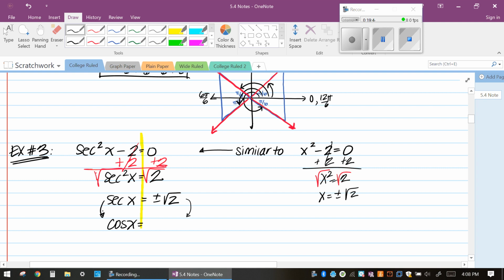So the answers to both of these are going to be the same. You can use secant and solve the equation like that, or you can use cosine. It's up to you. I'll show you why you can use both. So the reciprocal, 1 over root 2, rationalize it, you get root 2 over 2.